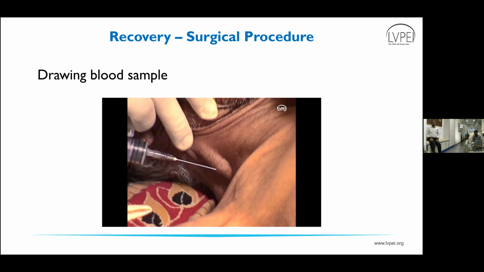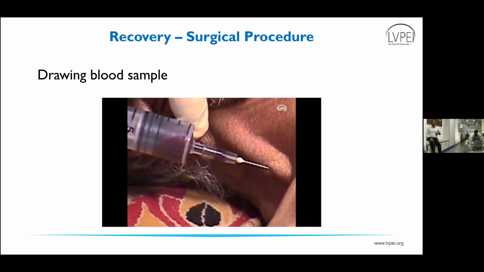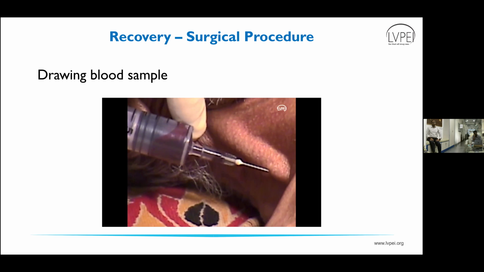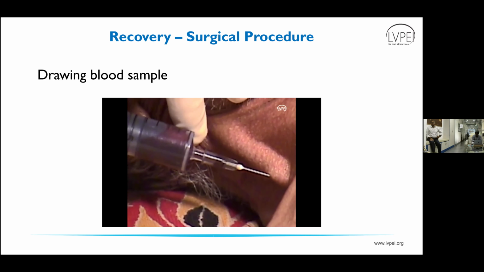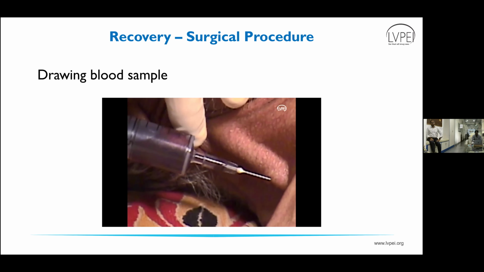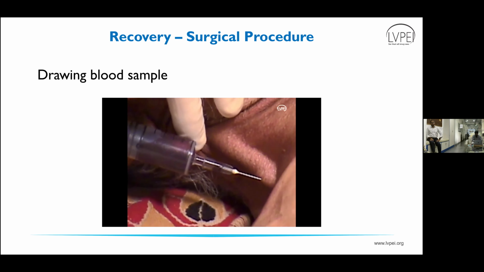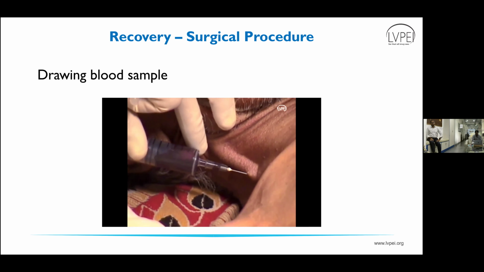So this is how we see it. We have to identify the jugular vein. This is a jugular vein actually. So identify the jugular vein, and parallel to the jugular vein, we have to insert the needle and collect the blood sample, about 5 ml. A minimum of 2 to 5 ml we have to collect from the deceased.